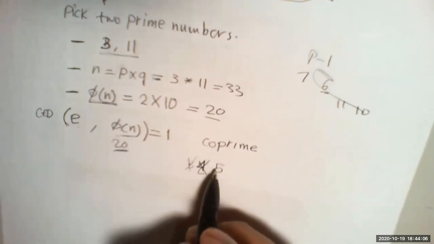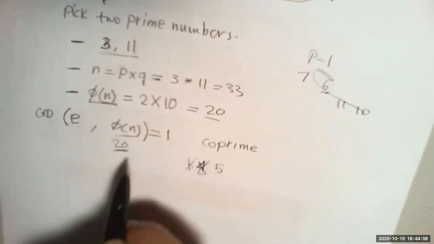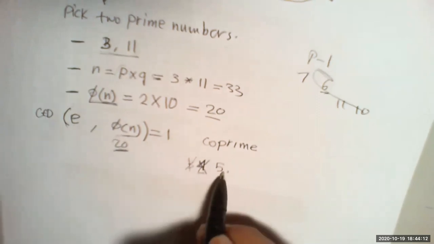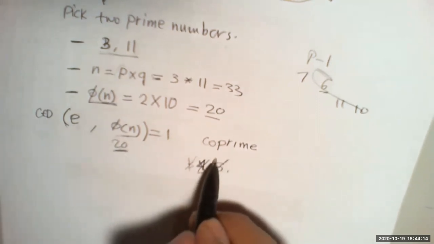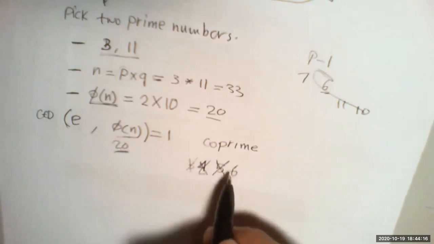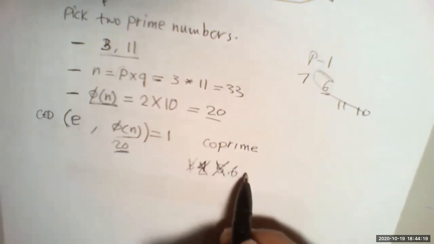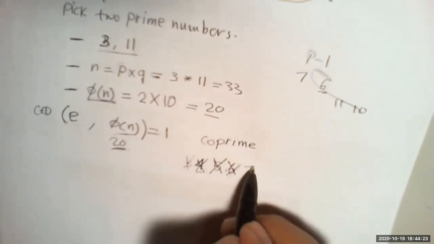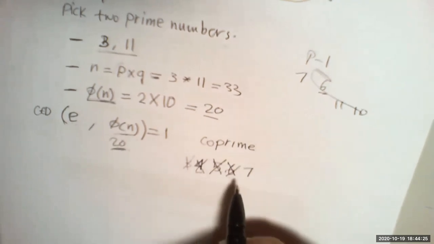What about 5? 5 is not working. Why? It is not co-prime with 20 because this is divisible by 5 and this is divisible by 5. What about 6? 6 is not going to work because 20 is divisible by 2, and 6 is divisible by 2. What about 7? 7 is okay?